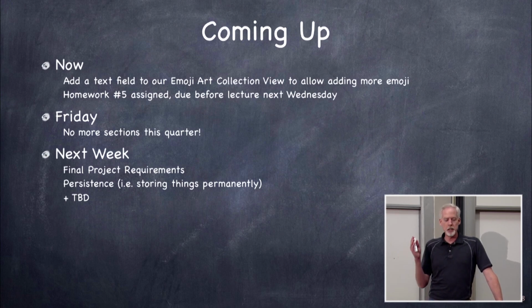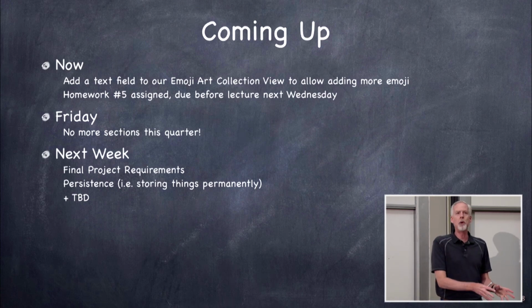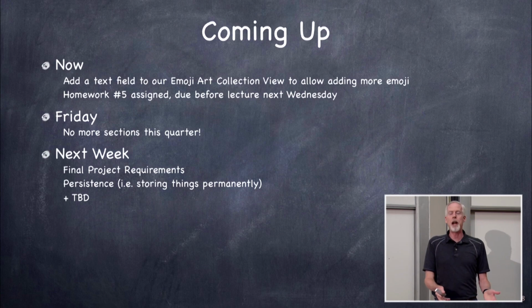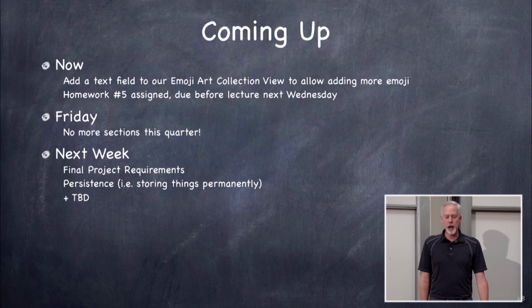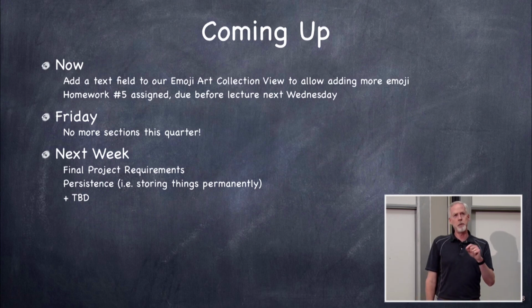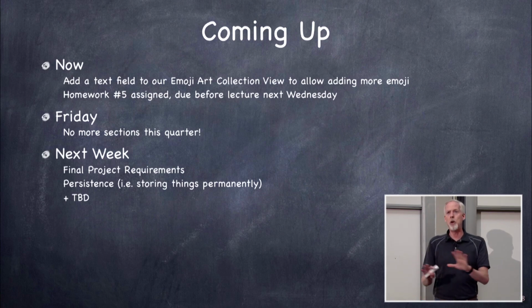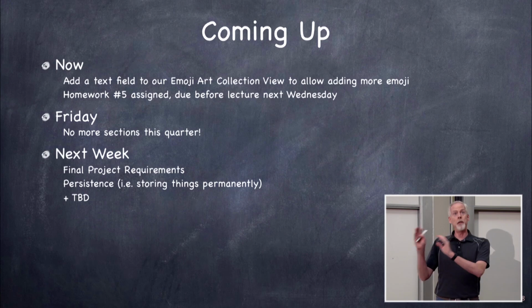Again, no more Friday sections. And then next week, I'll be talking about the final project requirements, and we'll also be talking about persistence. Okay, we have this nice emoji art thing, but as soon as I quit my app and started again, oh, I lost all my work. Okay, so we're going to fix that next week and learn how to make things persist between launching of the app. And that's a fairly small topic, so we'll actually be doing some other stuff as well next week. And then your final assignment, assignment number 6, will probably go out next Wednesday and be due the next Wednesday. And then no more assignments the rest of the quarter because you'll have your final project.